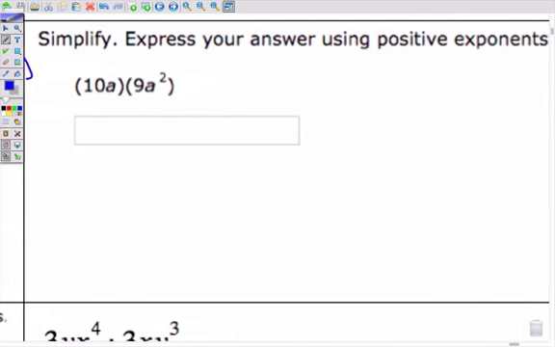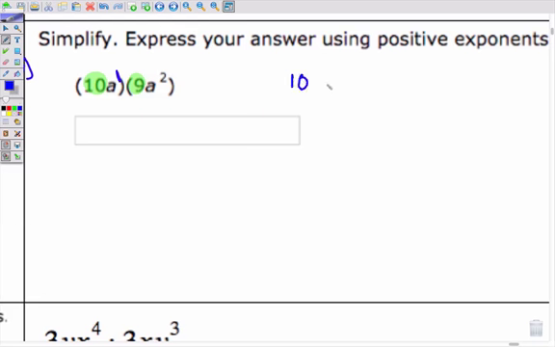In the next problem, we've got coefficients again of 10 and 9, and then we've got an a and an a squared. This a, if you look right here, it doesn't look like there's a coefficient, but that's just because there's one. So really this is 10a to the first. Write in a little 1 right there, and it'll avoid you getting confused later on. Anytime you see an a, it's really just an a to the first, or an x is just an x to the first. So write in a little 1.